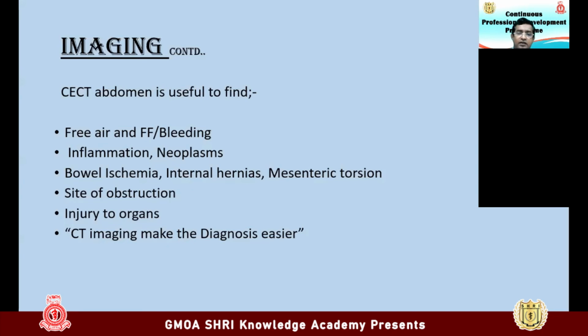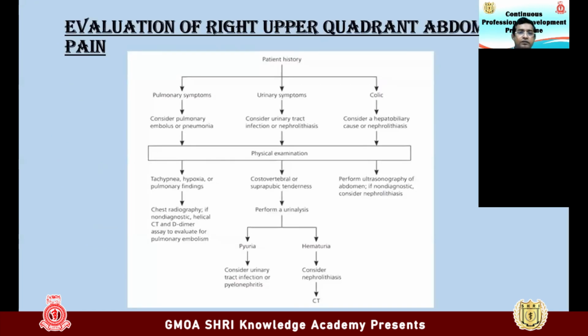You can see it easily in a CT scan. And in injuries, you can see the area of injury and you can assess the severity of injury as well. So basically, it makes the diagnosis easier, makes the surgeon's life easier. So the usual common presentations, these depend on the history.